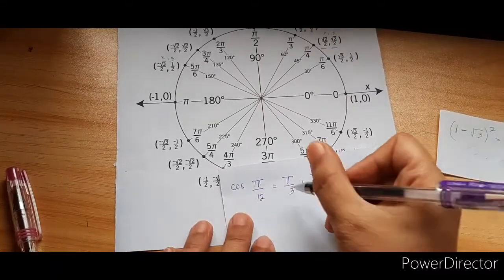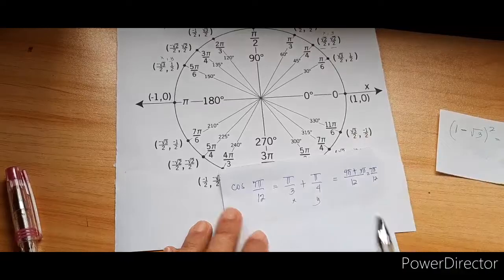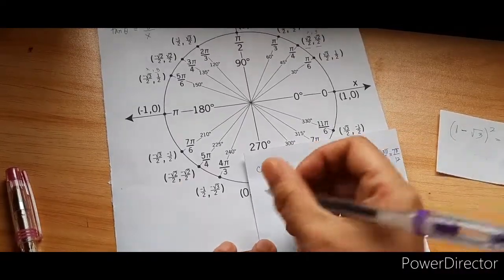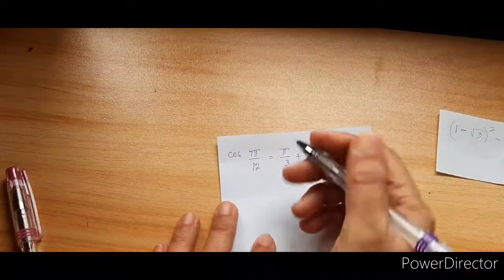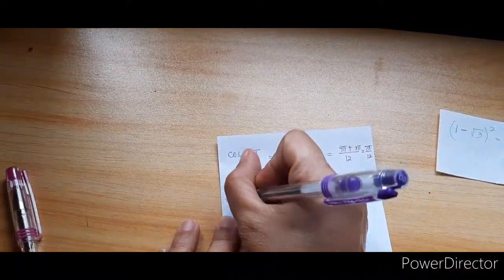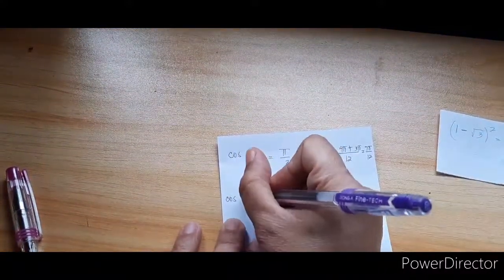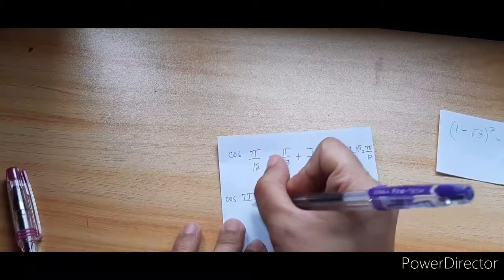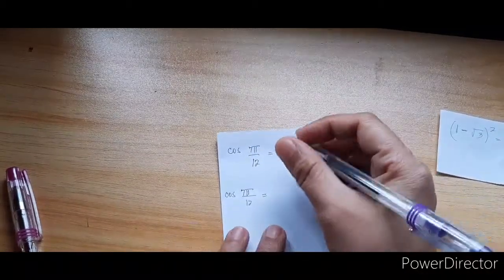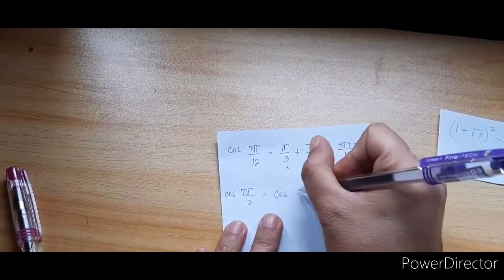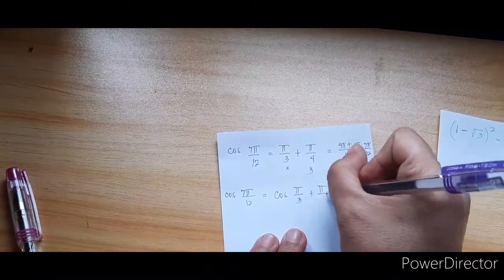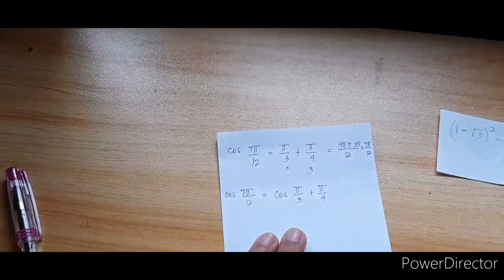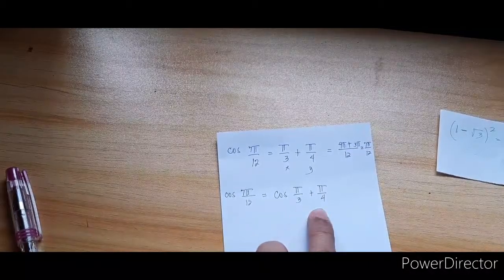Okay, so now we have our x and y. We can rewrite it now as cosine 7 pi over 12 is equal to cosine of pi over 3 plus pi over 4. So this is our x and this is our y.